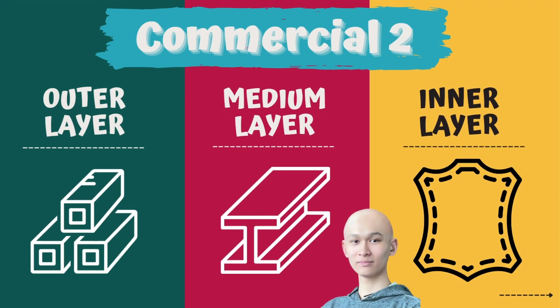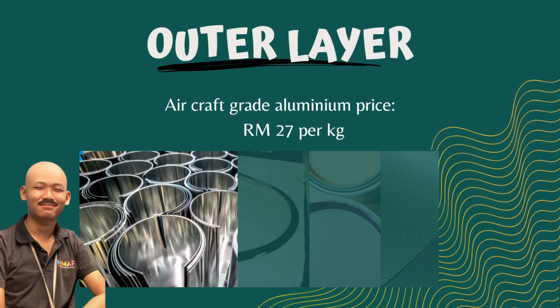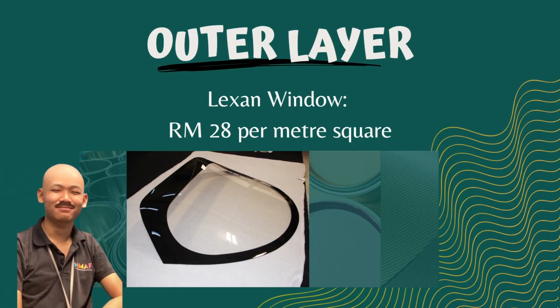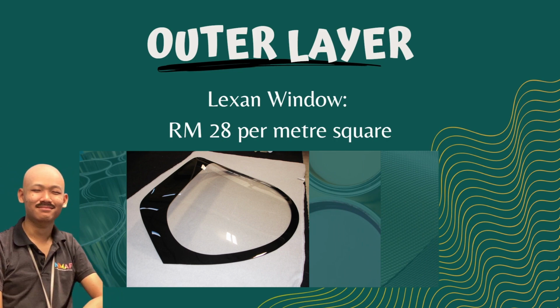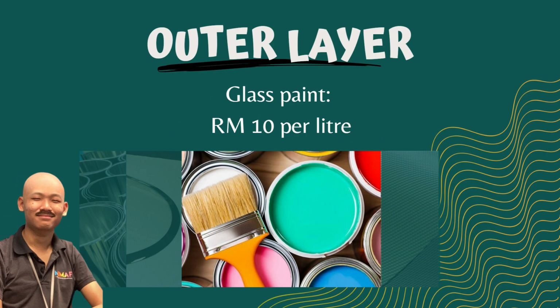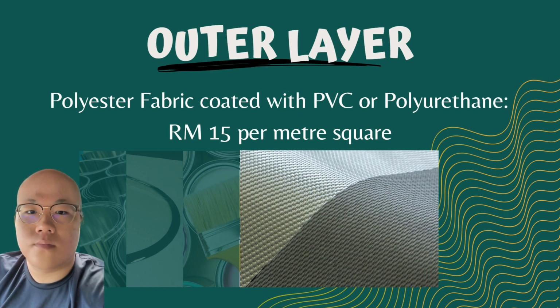For commercial 2, we are going to talk about the cost of the materials we will be using in the outer, medium layer and the inner layer. So, the outer layer of the survival capsule is made up of 4 parts. The first component is aircraft grade aluminium. It costs 27 ringgit per kilogram. The second component is electron window, which costs 28 ringgit per meter square. While the third component is glass pane. It costs 10 ringgit per liter. Next, the last one of the outer layer is the polyester fabric coated with PVC or polyethylene, which costs 15 ringgit per meter square.